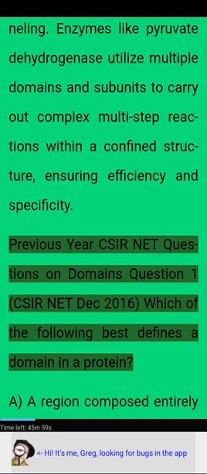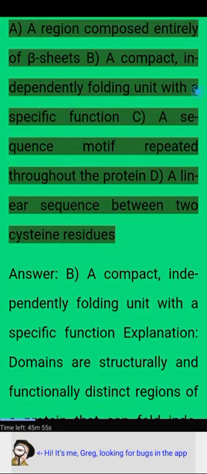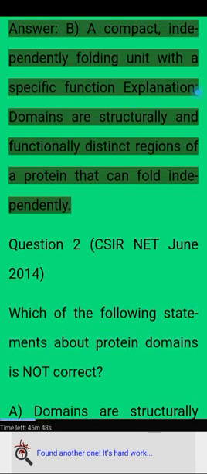Question 1. CSIR NET December 2016. Which of the following best defines a domain in a protein? A. A region composed entirely of beta sheets. B. A compact, independently folding unit with a specific function. C. A sequence motif repeated throughout the protein. D. A linear sequence between two cysteine residues. Answer: B. A compact, independently folding unit with a specific function. Explanation: Domains are structurally and functionally distinct regions of a protein that can fold independently.